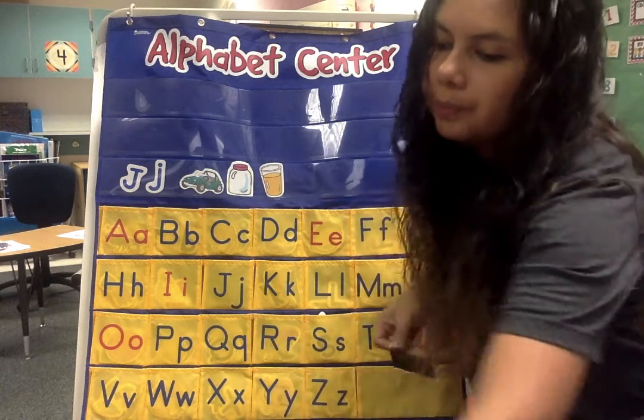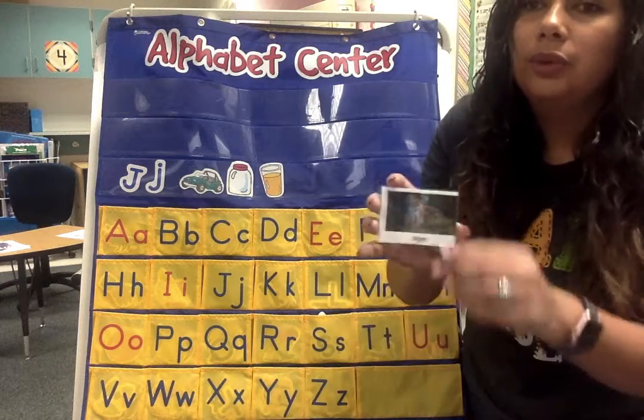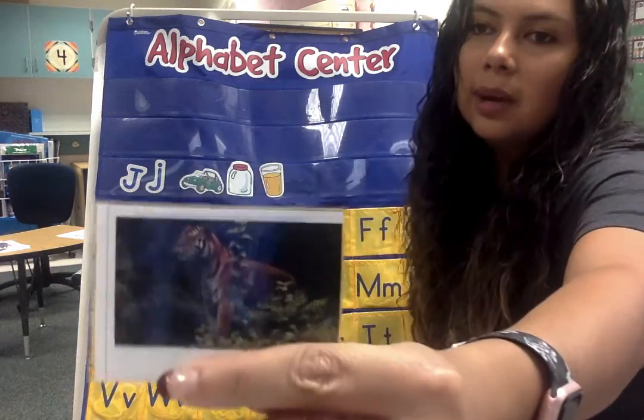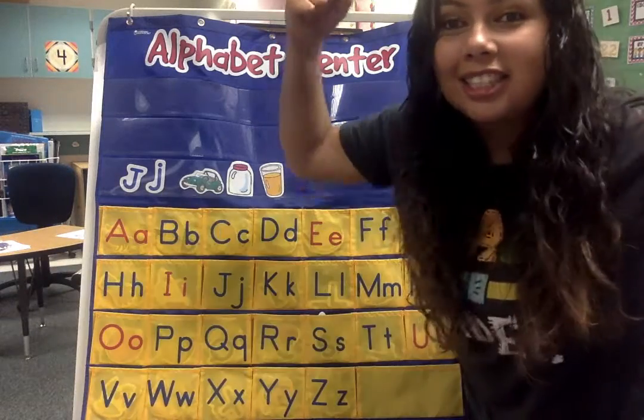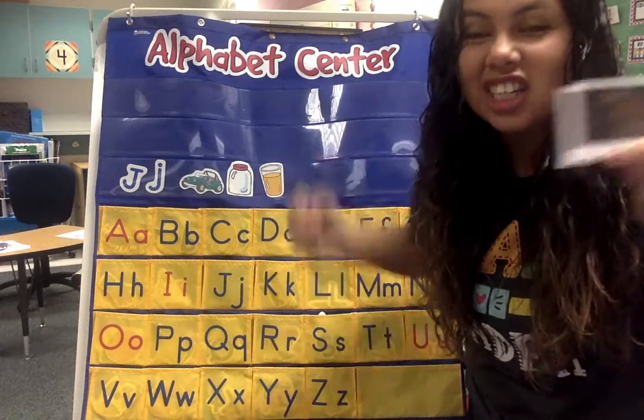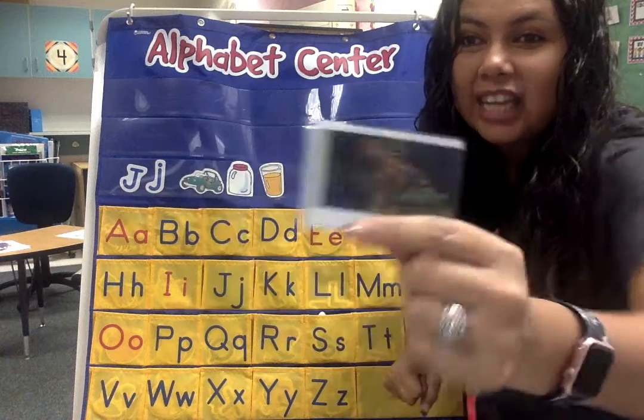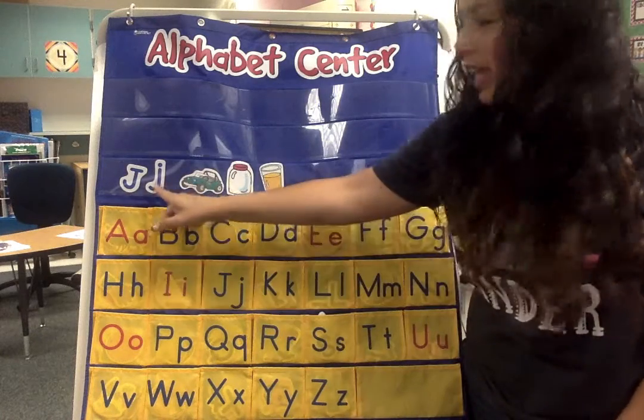Then what if I show you... Oh, we'll try this one. Okay, what if I show you this one? Let me cover the word. What is that one? That's a tiger. Tiger.